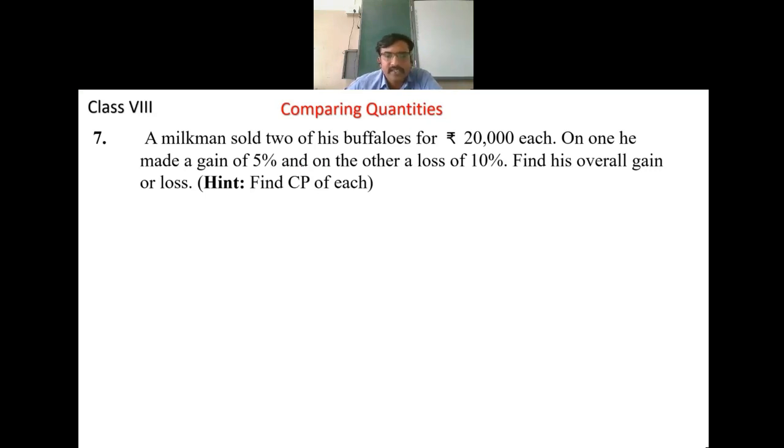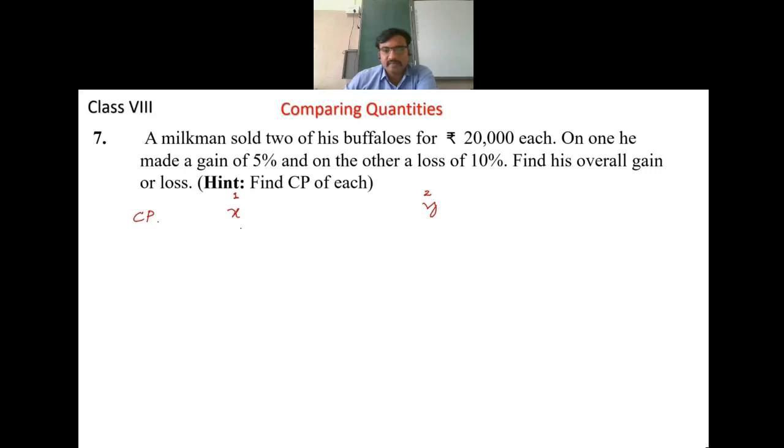Shall we use the formula or the other method? We'll use the formula this time. Let me consider the cost price of the first buffalo as X and the second buffalo as Y. These are the cost prices, CP. This is buffalo number 1. This is buffalo number 2.